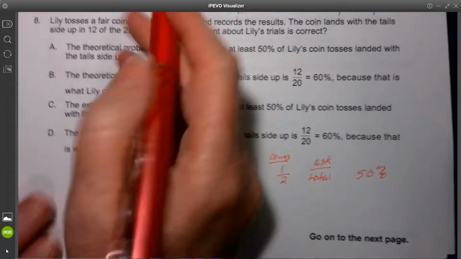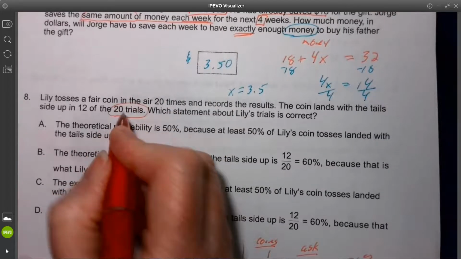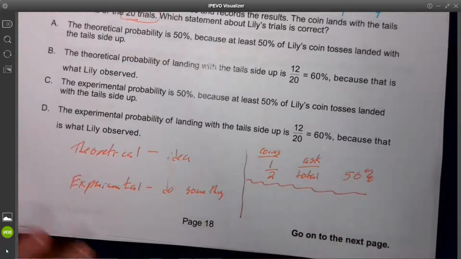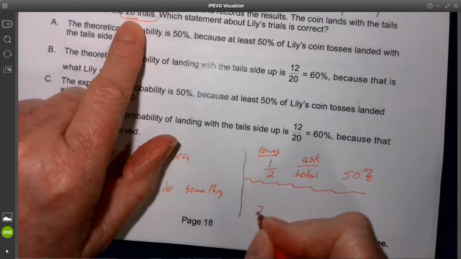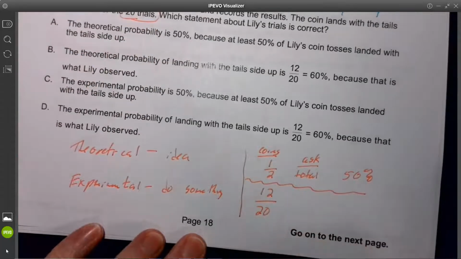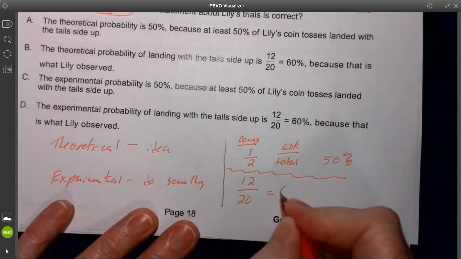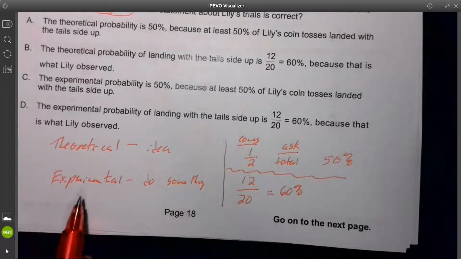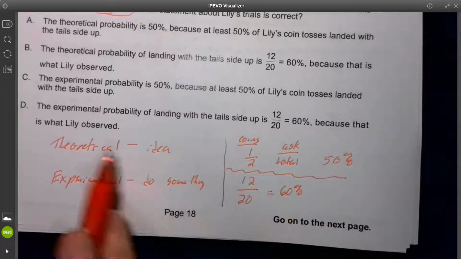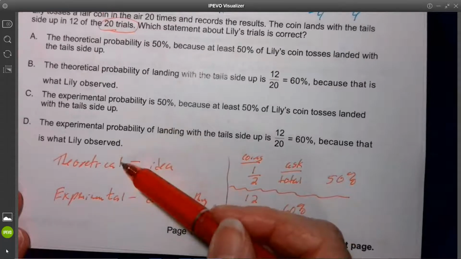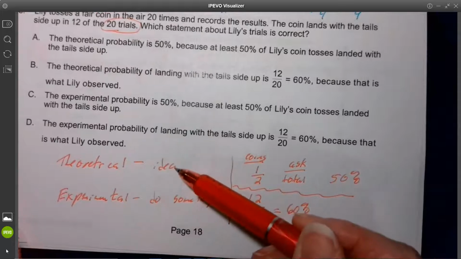Now, Lily did trials. That means she did experimental probability. So if I look at experimental probability, she had 20 trials. She did 12 of them. So then I would find that percent, and they tell us that that's 60%. So if I'm talking about experimental, I have to use 60%. Theoretical has to be 50%. Just to let you know, if theoretical and experimental come up, remember, idea.